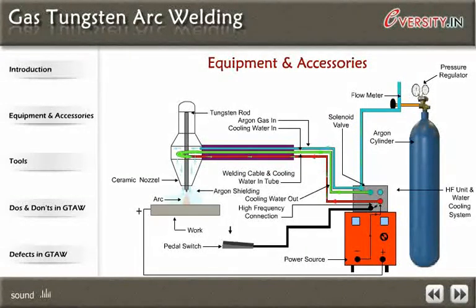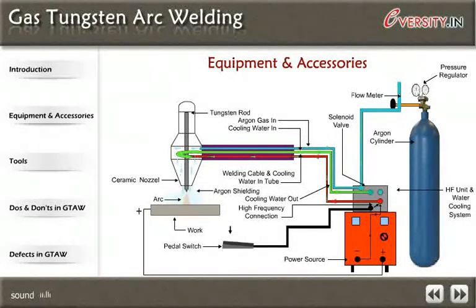The HF unit provides high voltage electric energy with a very high frequency of 10,000 cycles per second. It initiates a low energy arc and ionizes the air gap. This electrically charged air gap allows the welding current to jump across the tungsten tip and workpiece to form an arc. HF gets cut off once the welding arc is struck.